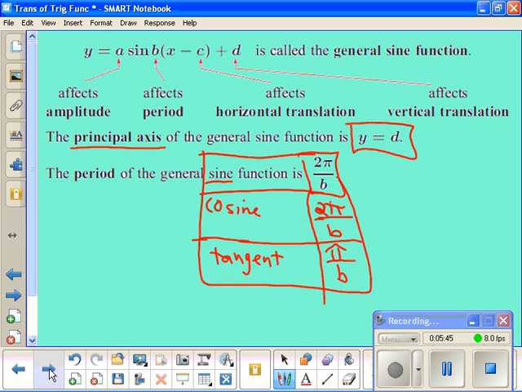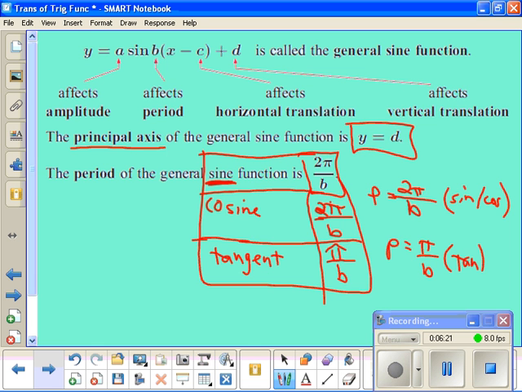Okay? The period of a function is 2 pi divided by b. That's what the period is. So period equals 2 pi divided by b for sine and cosine, and period is equal to pi divided by b for tangent. And you've got to be very specific with that, because that's one of the most common mistakes I see: students will write down b for the period. Well, it's not the period. It affects the period, but it is not the period.